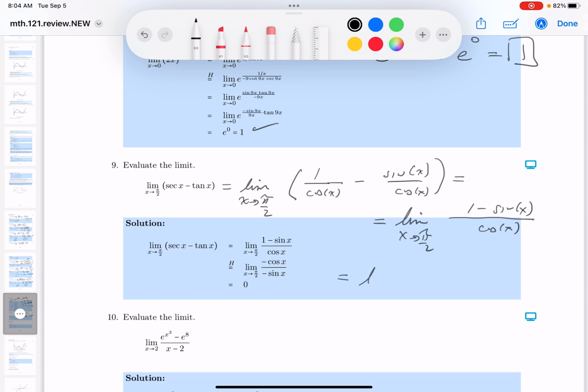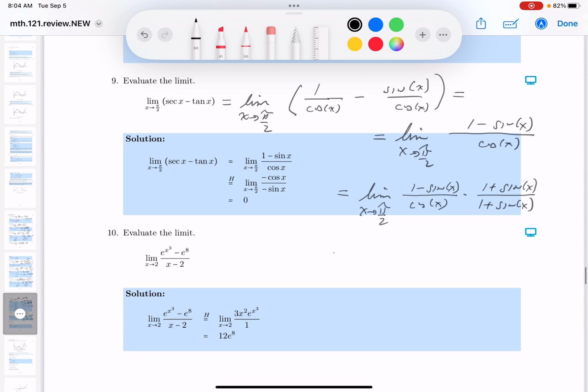Let's put this down. Limit as x goes to pi over 2 of 1 minus sine x over cosine x. I can multiply the top and the bottom by the top's conjugate. So 1 plus sine x, 1 plus sine x.